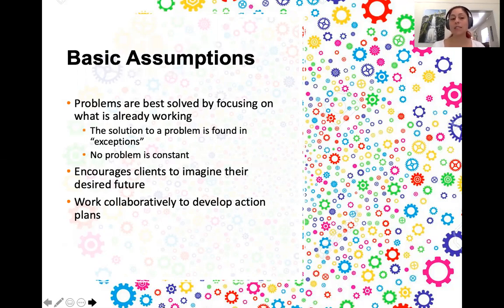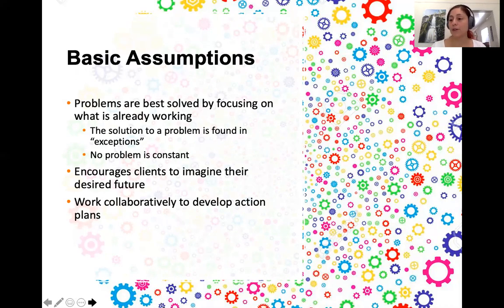Basic assumptions. First off, the future focus reflects the basic belief that problems are best solved by focusing on what is already working. The solution to a problem is found in, quote, exceptions, or those times when one is free of the problem or taking steps to manage the problem. This means that no problem is constant. You just need to find the exceptions and do more of those things.